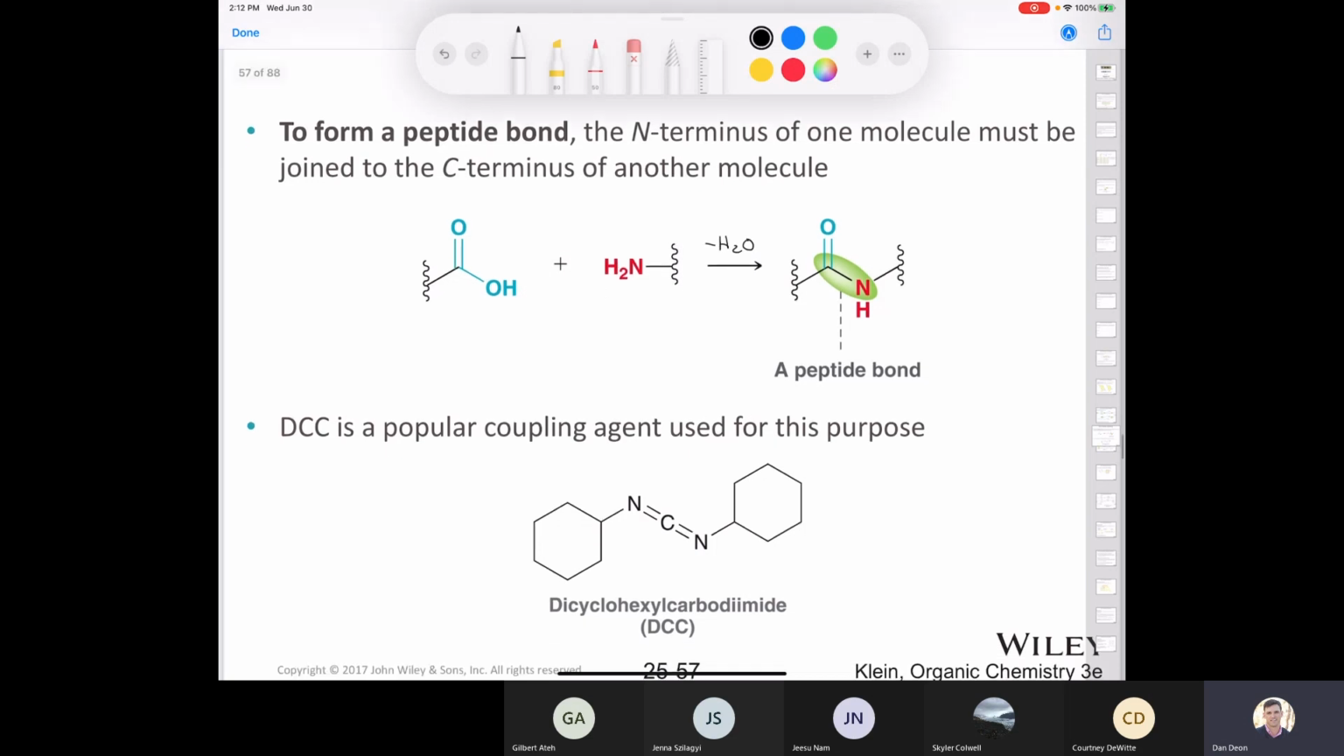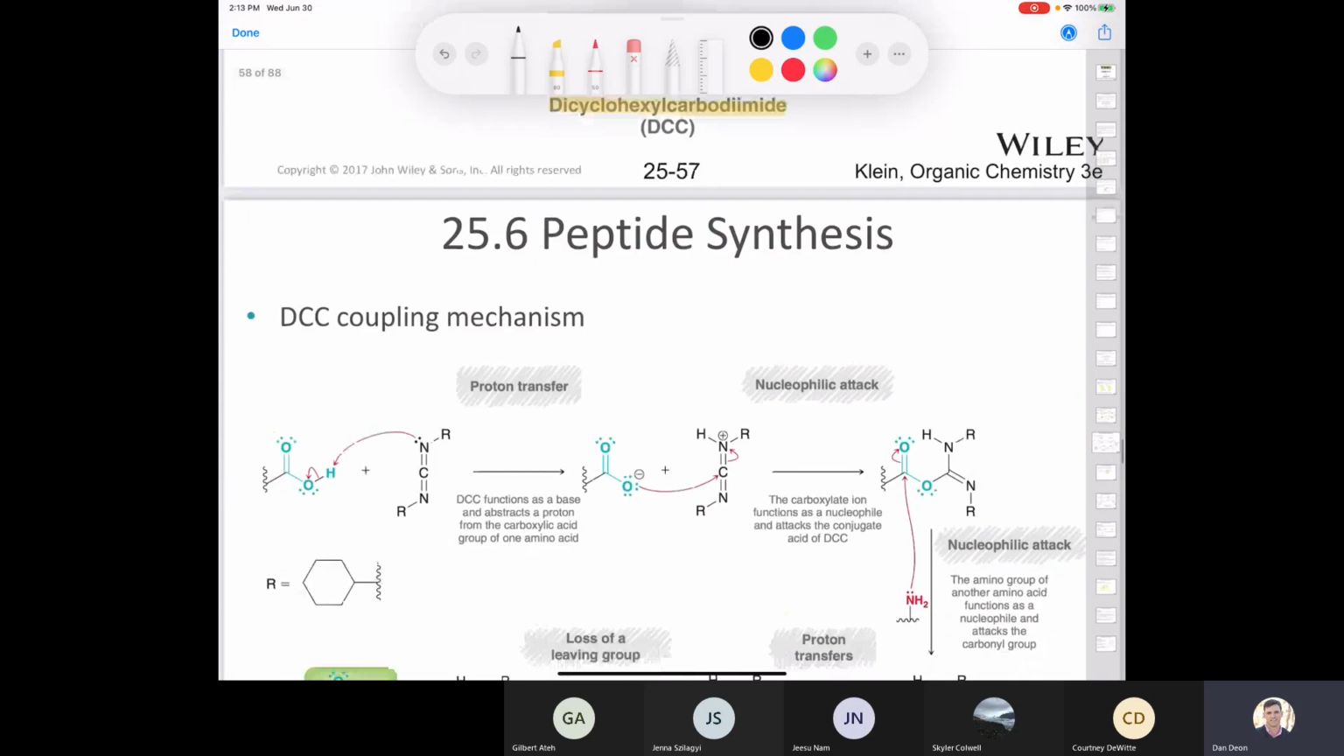And there are many different agents that can be used for making peptide bonds, but one of the most popular is called DCC, which stands for dicyclohexyl carbodiimide. Right, so this is the carbodiimide. I'm not going to quiz you on the functional group here, but DCC, again, is a very common reactant used to make peptide bonds. So we just take the peptides and we treat them with DCC, dicyclohexyl carbodiimide.